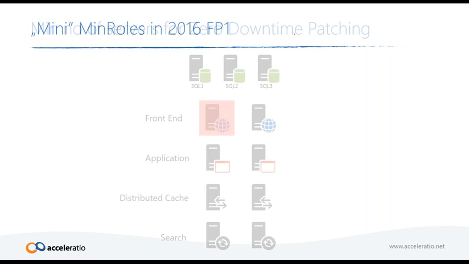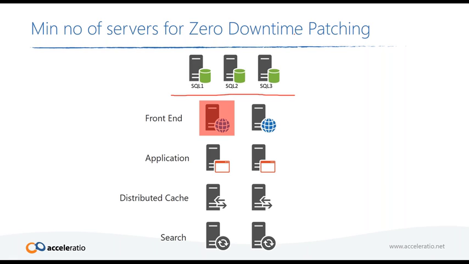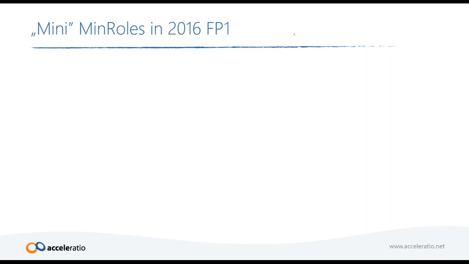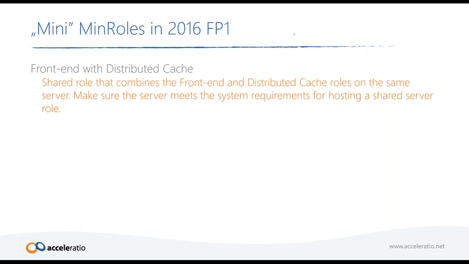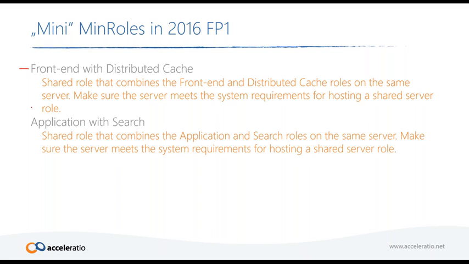Of course, some of the clients complained and said, well, it's 8 servers, that's too much, and I also need SQL servers, so that's too many licenses for me to purchase. Microsoft made a change in 2016, Feature Pack 1, for people that have medium and smaller farms. They introduced what somebody has called a mini MinRole, a combination of MinRoles. In this case, we have a MinRole that's a combination of two different roles: a front end with distributed cache, and application with search. This gives you a combination of the two, and then you can have just 4 servers for your zero downtime patching farm.